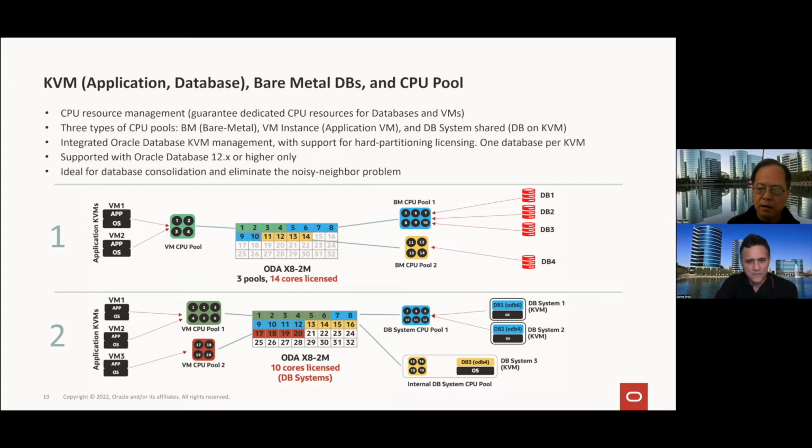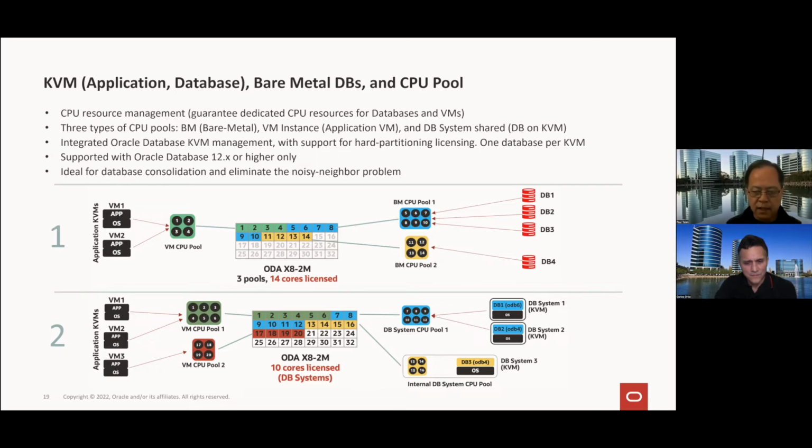But because it's bare metal, you have to license all the cores that are enabled, right? In this case, even though we have some CPU pool reserved for applications, you have to license all the cores that are enabled. Whereas in situation number 2 below, we also have a bunch of pools, all the cores are enabled, but you only need to license the cores used by the databases, right?